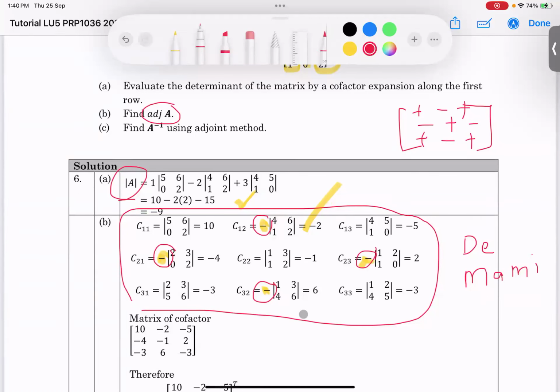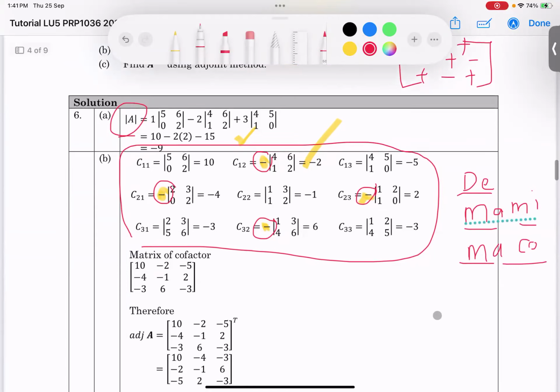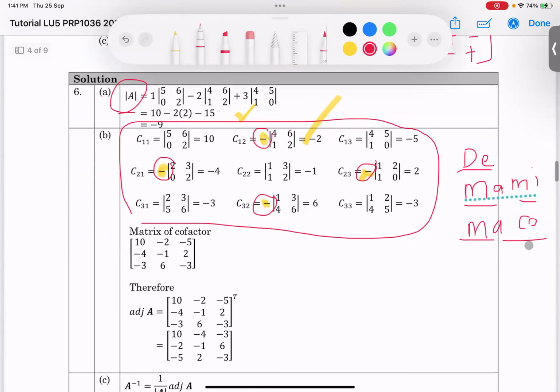After you find the determinant and the matrix minor, you proceed to find your matrix cofactor. After you find the matrix cofactor, you proceed to find your adjoint matrix. What is the adjoint matrix? It is the answer that you found here, which you bring forward.